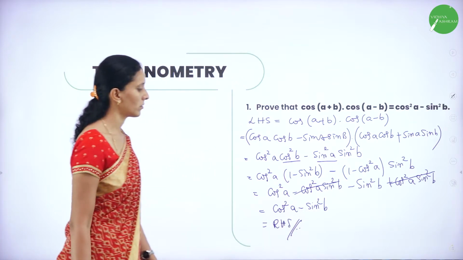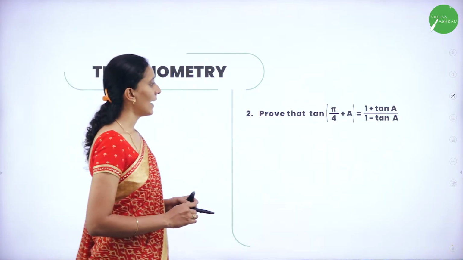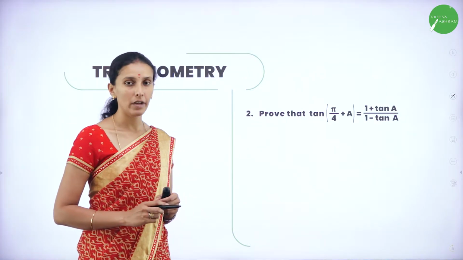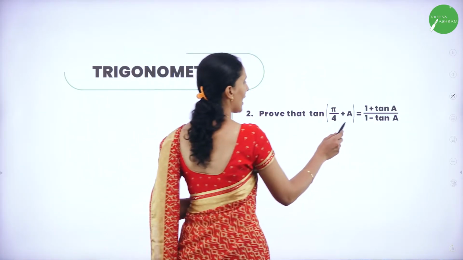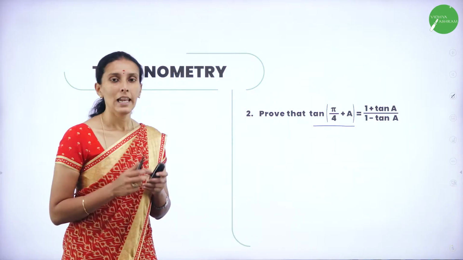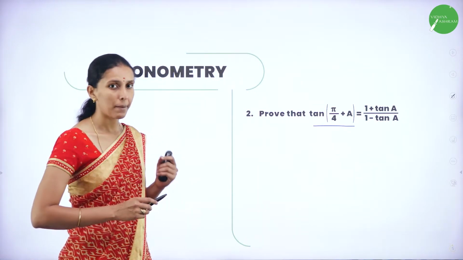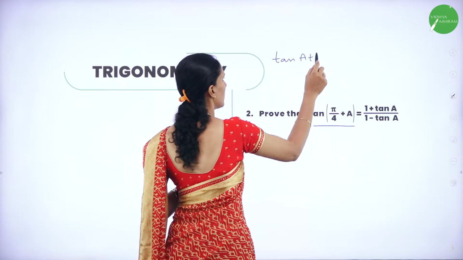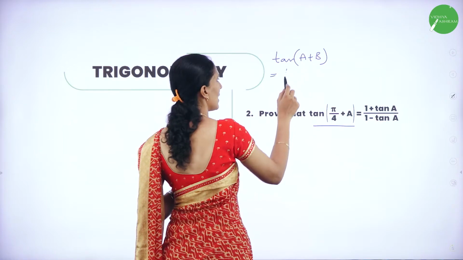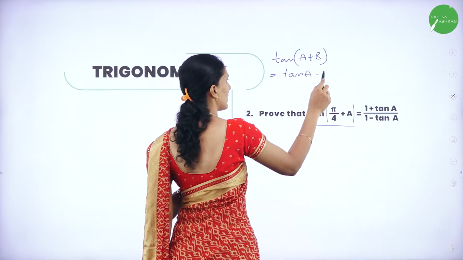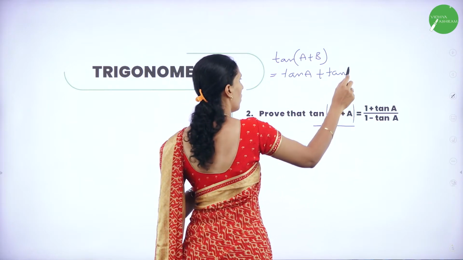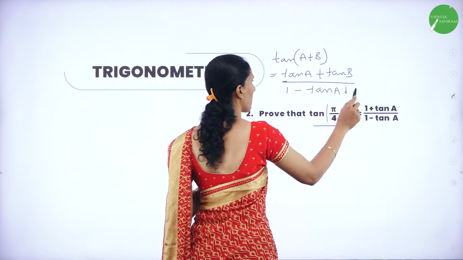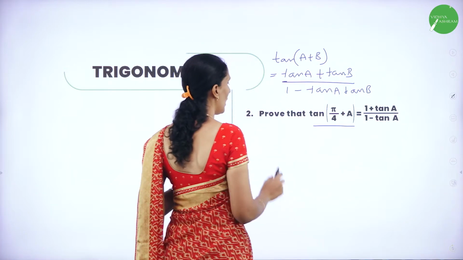Next one, prove that tan(pi by 4 plus a) is equal to (1 plus tan a) by (1 minus tan a). We know tan in the form of a plus b. Let's use the formula of tan(a plus b). So what is tan(a plus b)? Tan(a plus b) is nothing but (tan a plus tan b) whole divided by (1 minus tan a tan b). So use this formula.